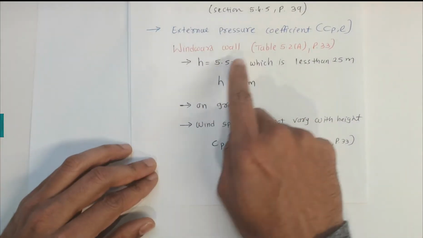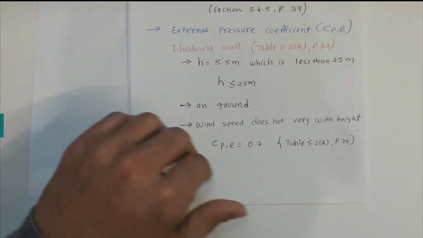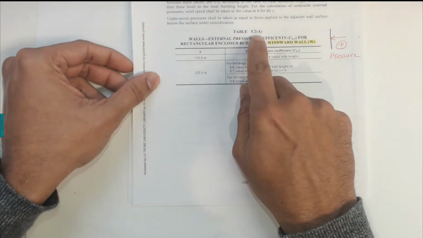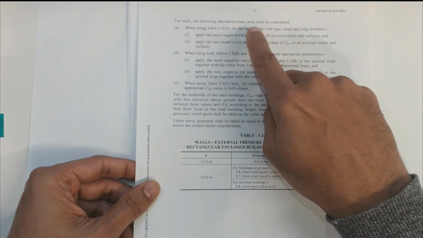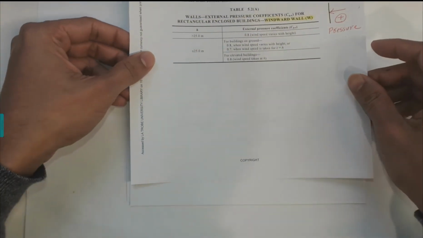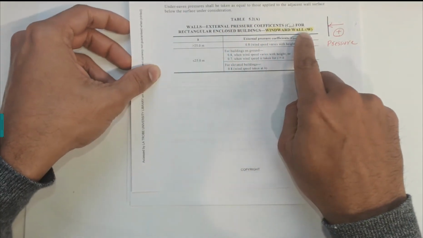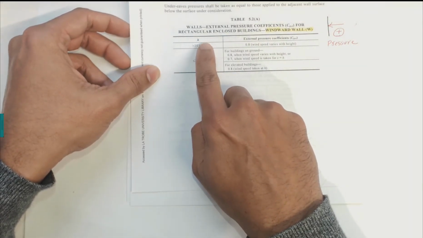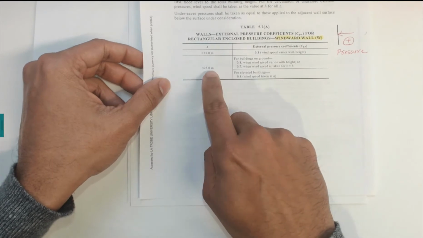Now for the windward wall we need to look at table 5.2a on page number 33, where we can find the external pressure coefficient CPE for the windward wall. For the windward wall we need to look at the parameter, which is the height of the building, H, which is 25 meters. Which should be greater than 25 or less than 25.